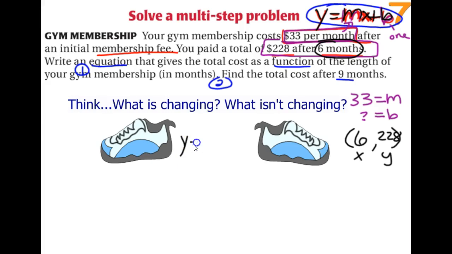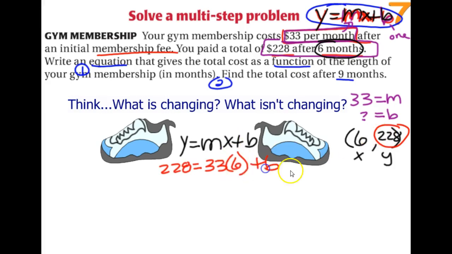So looking at our equation, we know what y is right here, 228. We know what our slope is right there, 33. Times x, which is 6, we can now figure out what b is. b is our one-time initial membership fee that we have to pay. We just don't know what that is. So let's use a calculator to multiply. 33 times 6 gives me 198.